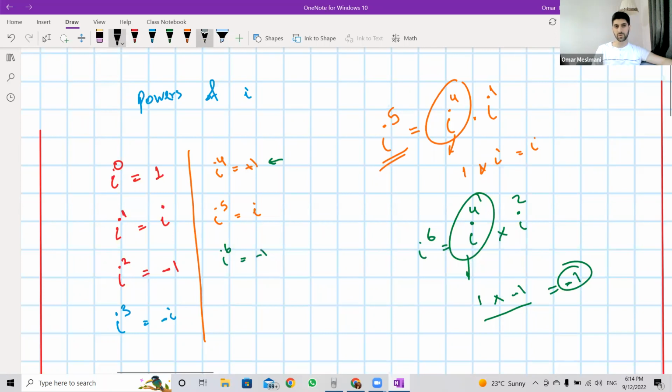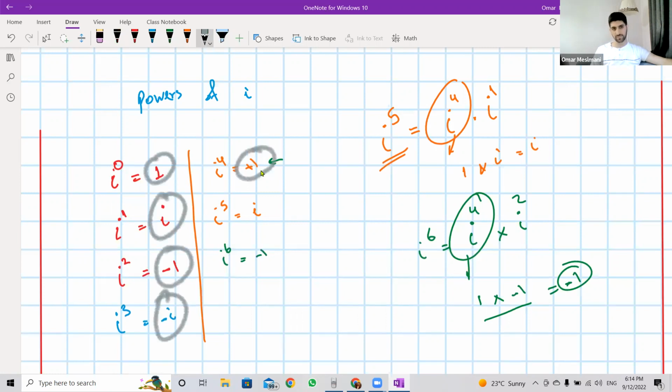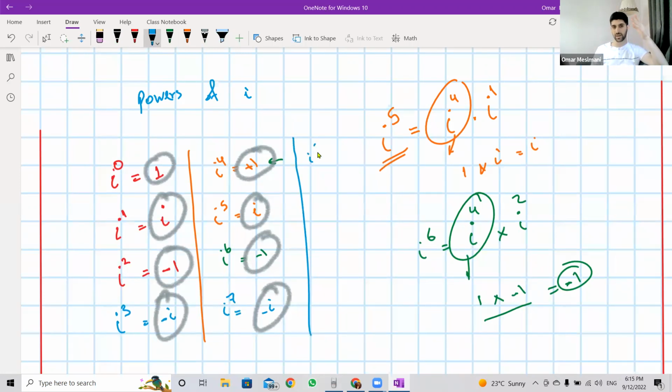Guys, I don't know if you saw this, but I see something called a pattern. I bar 0 is a 1, I bar 1 is an I, I bar 2 is a -1, I bar 3 is a -I, I bar 4 is a 1, same. I bar 5 is an I, and then a -1. What is the next going to be? -I, right? So every 4 I'm going to have the same answer. So using this pattern, I bar 8 is going to equal 1, I bar 9 is going to equal I, I bar 10 is going to equal -1, I bar 11 is going to equal -I. This is what we call the pattern.